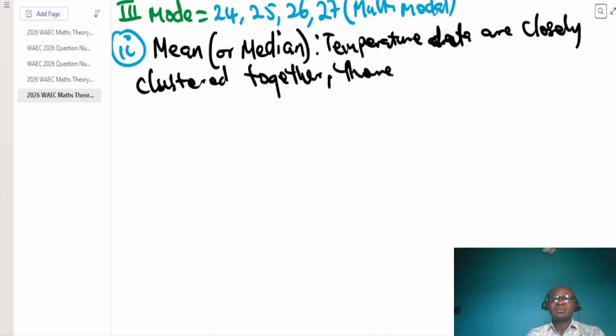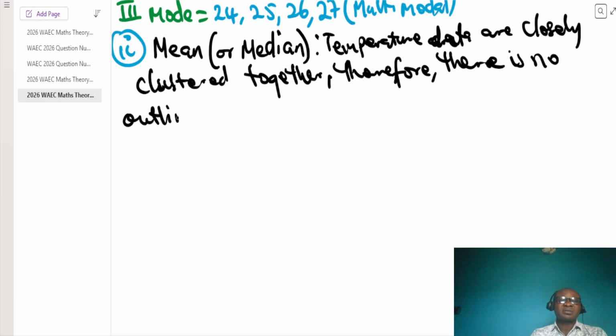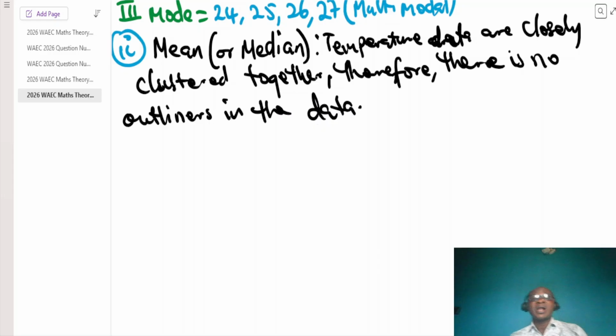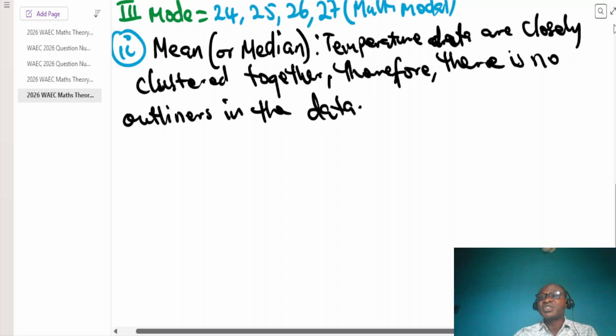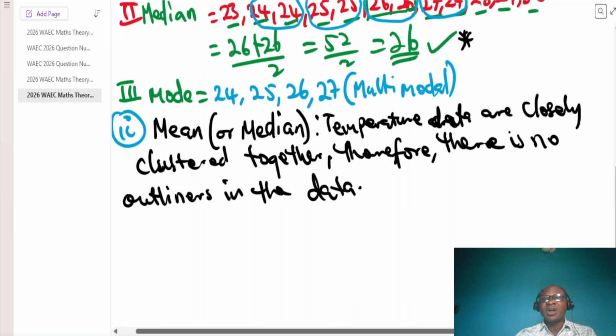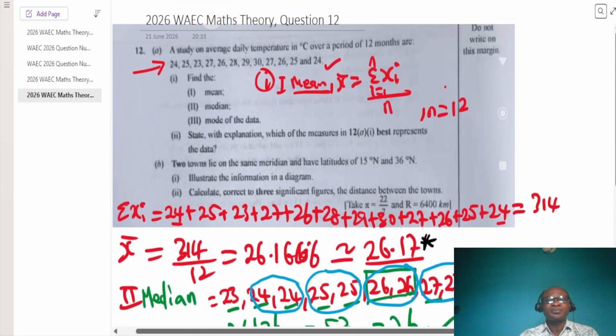Therefore, there is no outlier. There are no outliers in the data. So the reason is, if you look at that 26 and the 26.17, they are almost the same value. So mean or median, either of them is in good order to be used. All right, we can now go to question B.